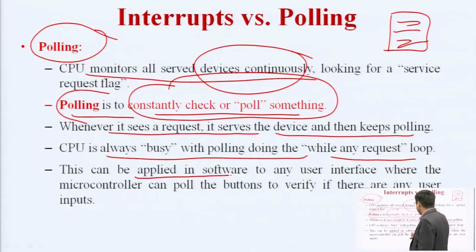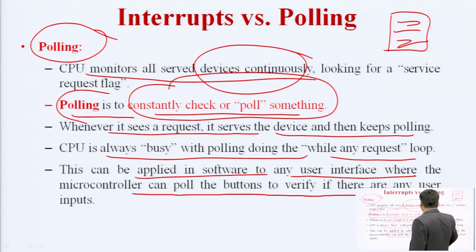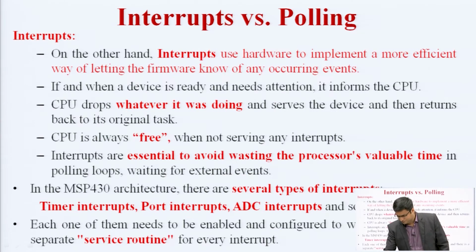Whatever we are doing with the CPU, it always gets busy polling something. This can be applied in software to any user interface, where the microcontroller can poll the buttons to verify if there are any user inputs. So basically polling is constantly checking the input output devices in a periodic fashion.